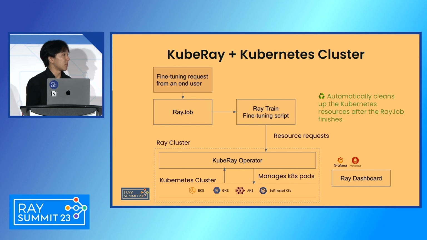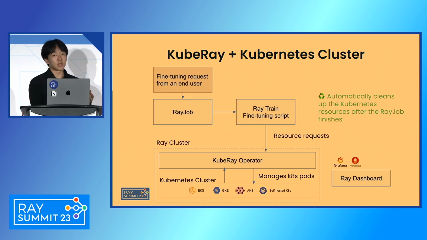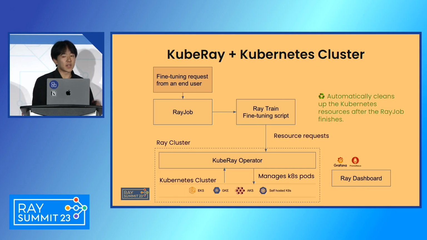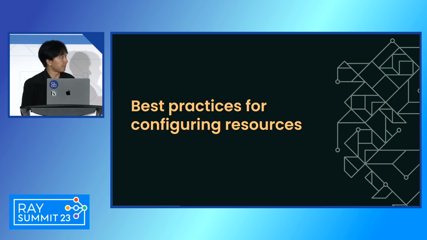KubeRay also exposes a RayJob custom resource definition, which allows you to take some end-user fine-tuning request, package that as a Ray job, launch this RayTrain fine-tuning script in its own cluster, and then at the end, when the script has finished, we'll actually clean up these Kubernetes resources underneath. So there have been many talks on KubeRay with examples of usage in production at Ray Summit, so I'll refer you to those for more information on this.